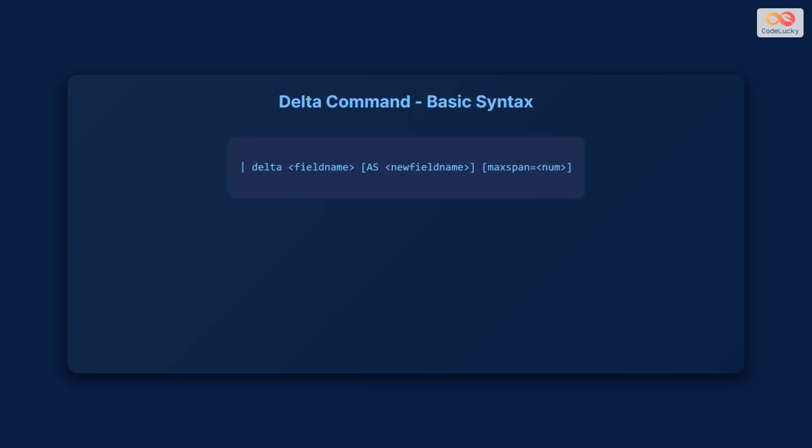The basic syntax of the delta command includes specifying the field name to compute the difference on. Optionally, a new field name can be given to store the calculated difference. There is also an option to limit the number of events over which the difference is calculated.